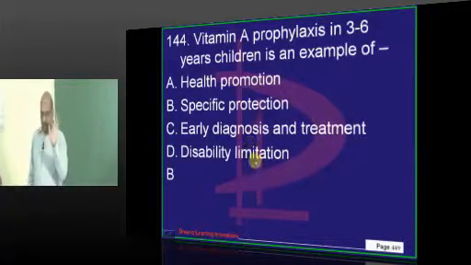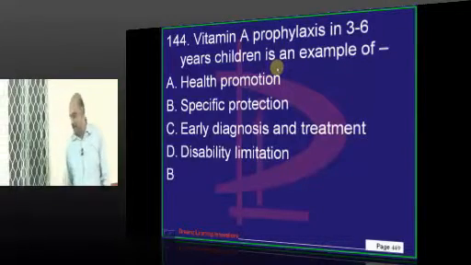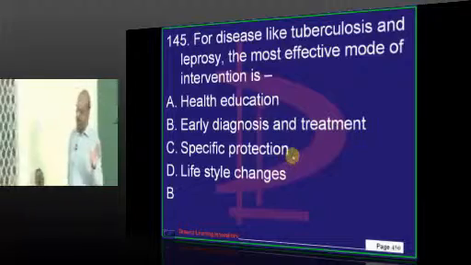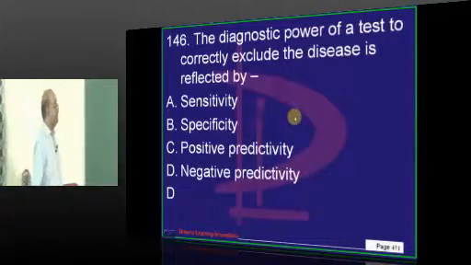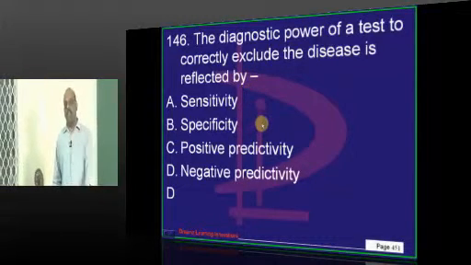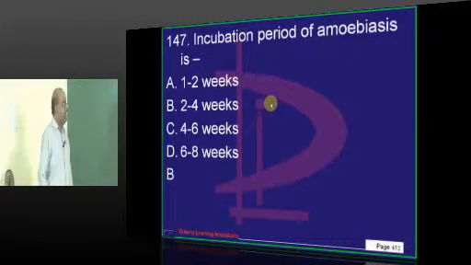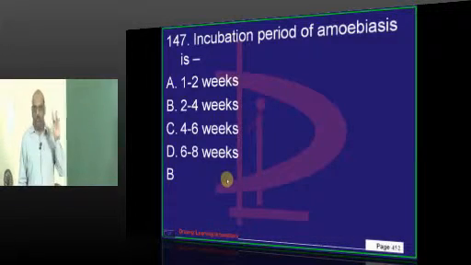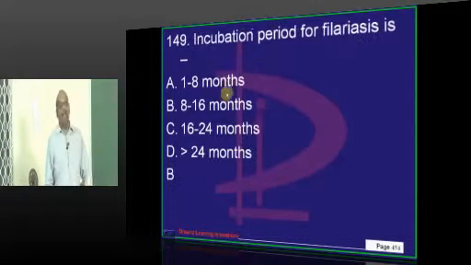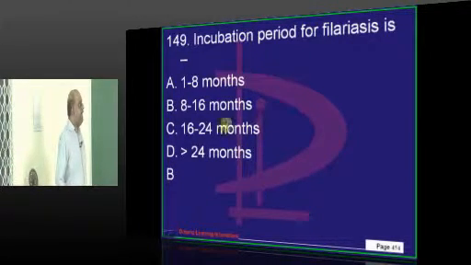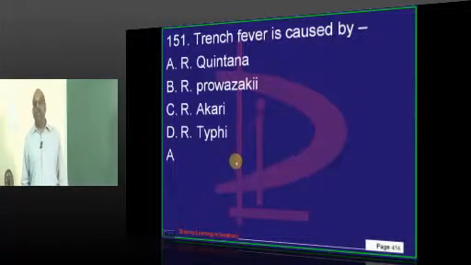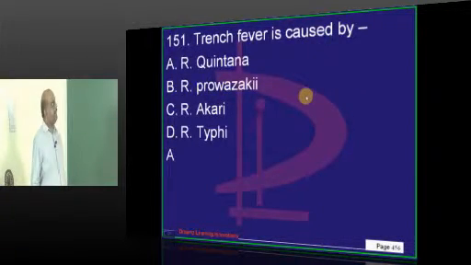Vitamin A prophylaxis is specific protection, as all of you know very well. For TB-like diseases, early diagnosis and treatment. Diagnostic power of the test to correctly exclude disease is called negative predictive accuracy. Amoebiasis has 2 to 4 weeks as the incubation period. We use tetracycline especially for cholera as a chemoprophylactic agent. Filariasis has 8 to 16 months as incubation. Quarantine period for yellow fever is 6 days. Trench fever is Bartonella quintana.